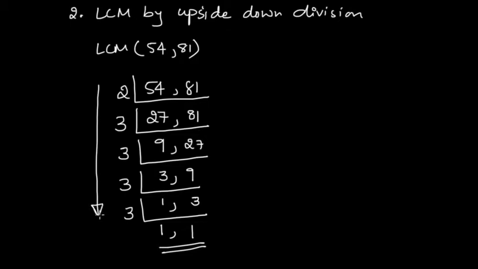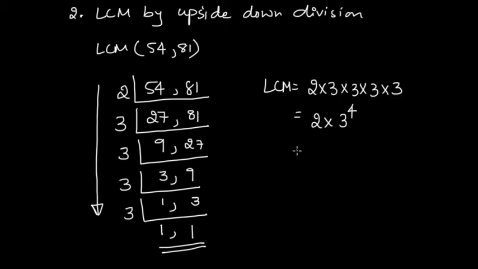And right now the LCM is nothing but the product of all these numbers, which is 2 times 3 times 3 times 3 times 3. You can write this as 2 times 3 raised to 4 because 3 is repeated 4 times. Just for convenience sake, you can write it in this form. So 2 times 3 raised to 4 is nothing but 2 times 81. 3 raised to 4 is 81, which is 162.